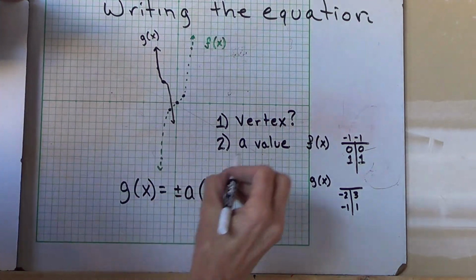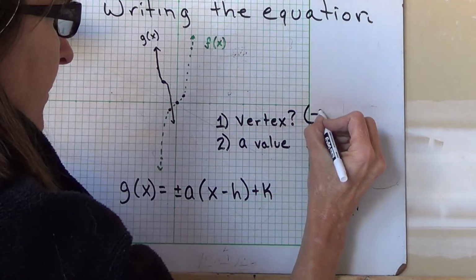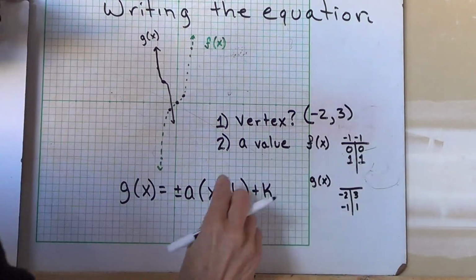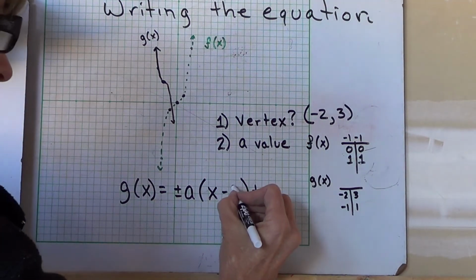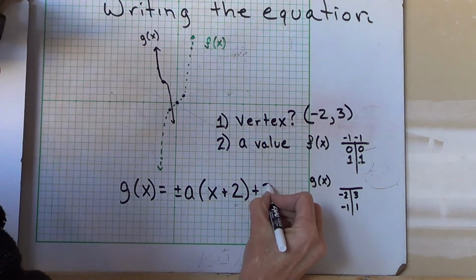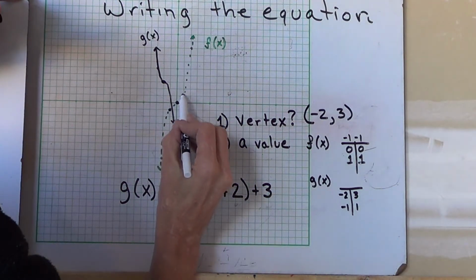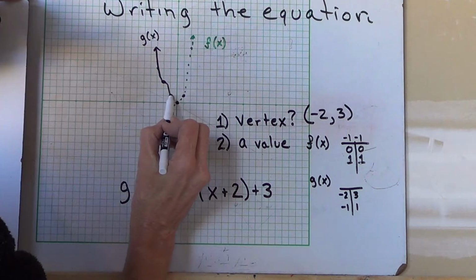So I write out my vertex. I know that that's at negative 2, positive 3. I will even go to my answer and switch my H and my K. This is a negative 2, which makes that a plus, and positive 3. Okay? Now, all that I need to work on is my A value. Well, do you notice how you go over 1, up 1? If I look here, I go over 1, down 2.